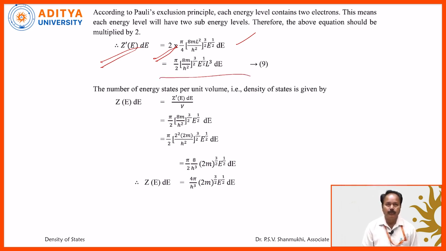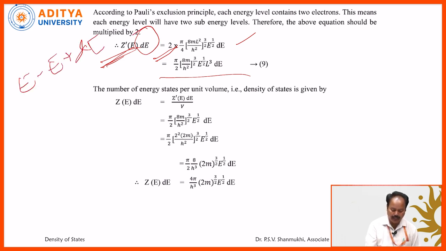That is pi by 2 (8m by h square) whole power 3 by 2 E power half into L cube dE. These are the number of available energy states in the energy range dE, meaning from the energy E to E plus dE, in the energy range dE how many states are available.